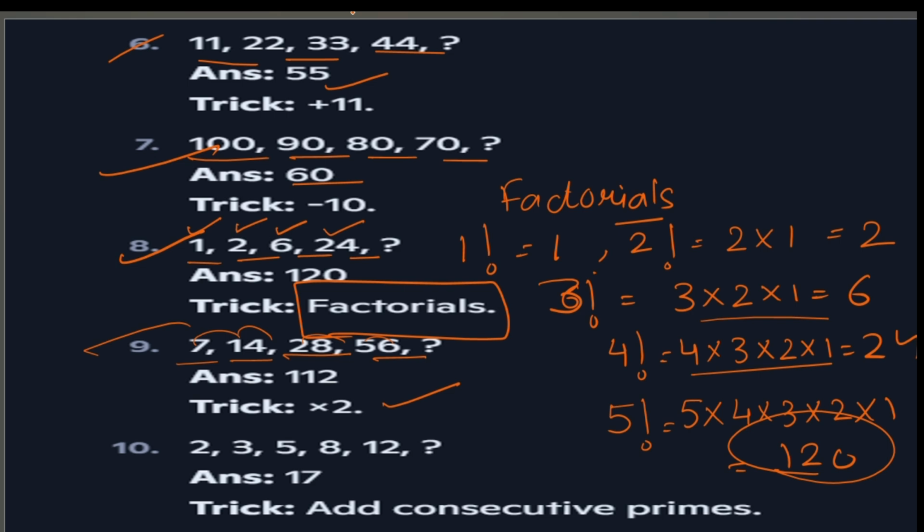Next: 1, 2, 3, 5, 8, 12. So here we are going to add consecutive primes. 2, 3, then 1, 3, 5, then 2, 5, 8, then 3, 8, 12. And then we are going to add consecutive primes. Here we have added 1 and 2, that is consecutive.